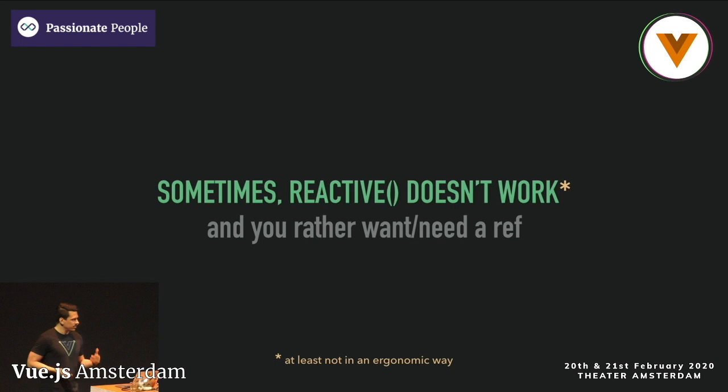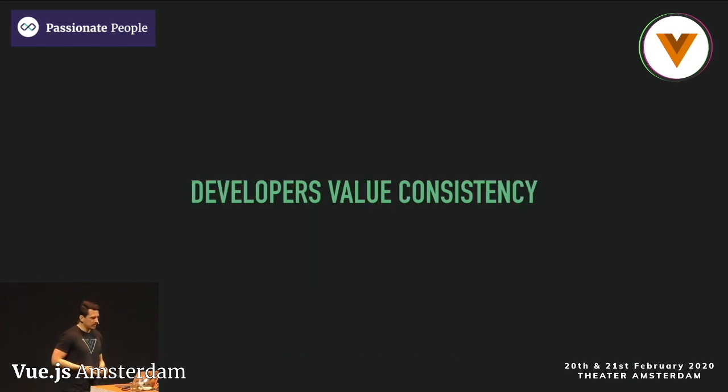Sometimes reactive simply doesn't work, at least not in an ergonomic way. You have to use a ref in various places, even if you prefer to use reactive when you can. And I think most developers value consistency, and so they naturally, after having tried the API, tend to just start with a ref because you can't go wrong with the ref. I have a few examples just to demonstrate this a bit.